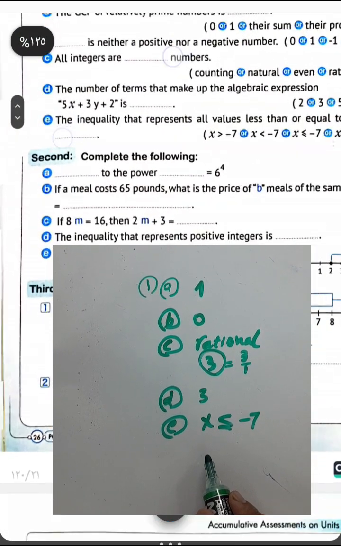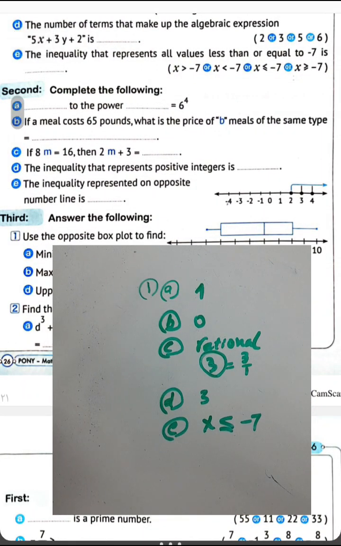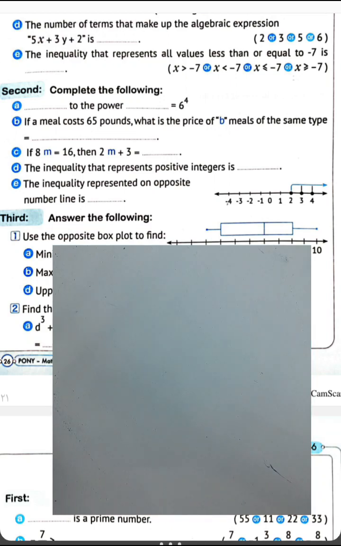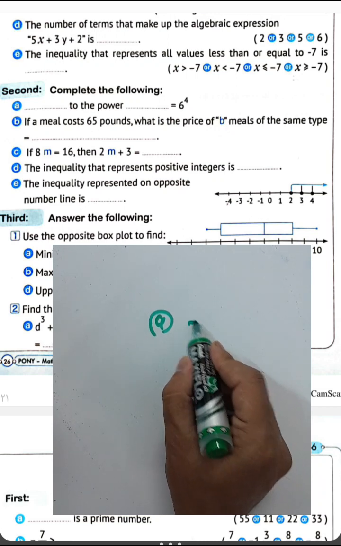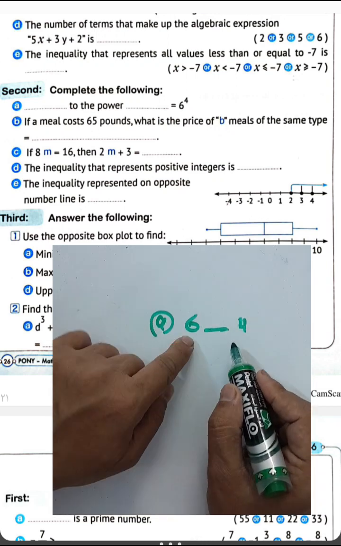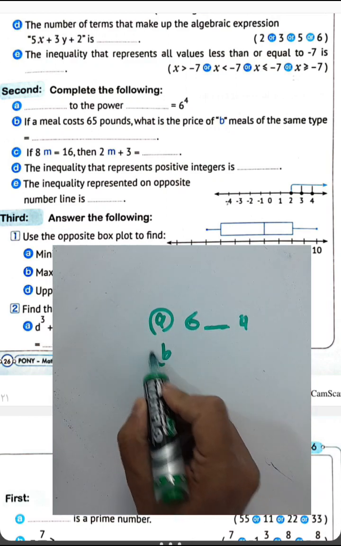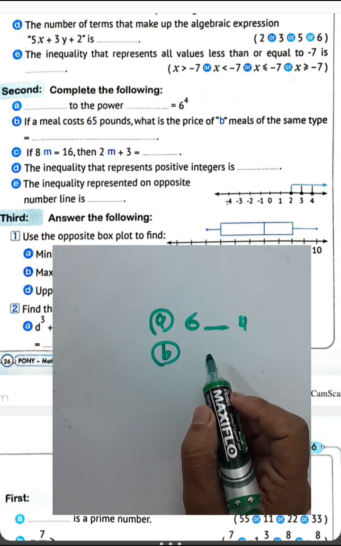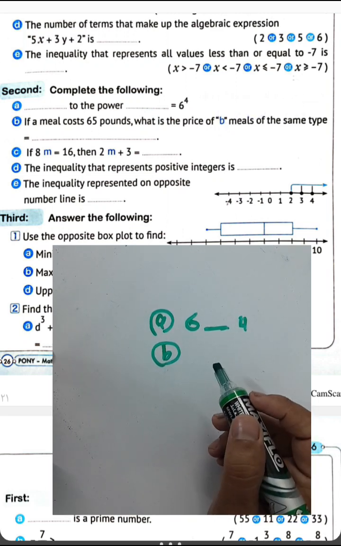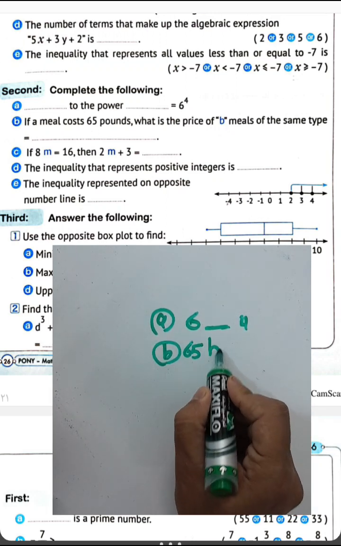Second, complete the following. Letter A. Here, something to the power, 6 and 4, right? 6 to the power 4, it will be 6 in the base and 4 in the power, or exponent. Letter B. If a meal costs 65 pounds, what is the price of P meals of the same type? We can find the multiplication between two numbers to find the total. Total cost is 65 multiplied by P.